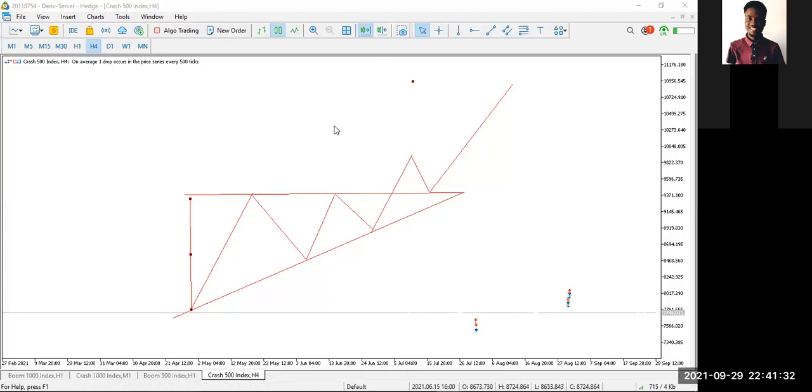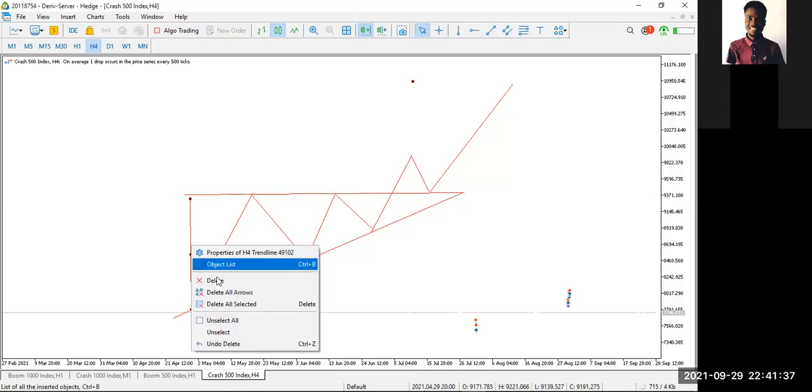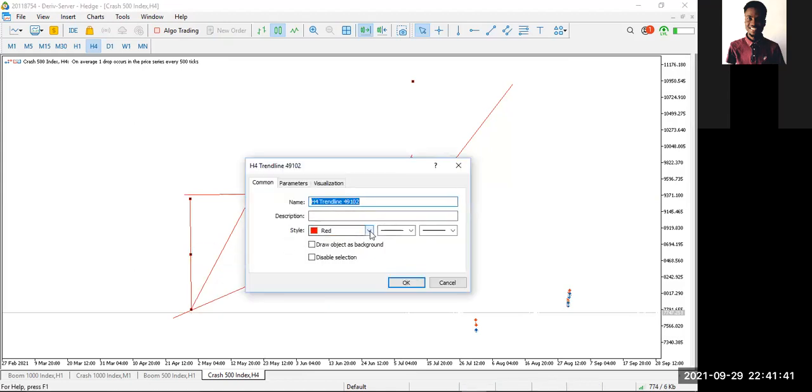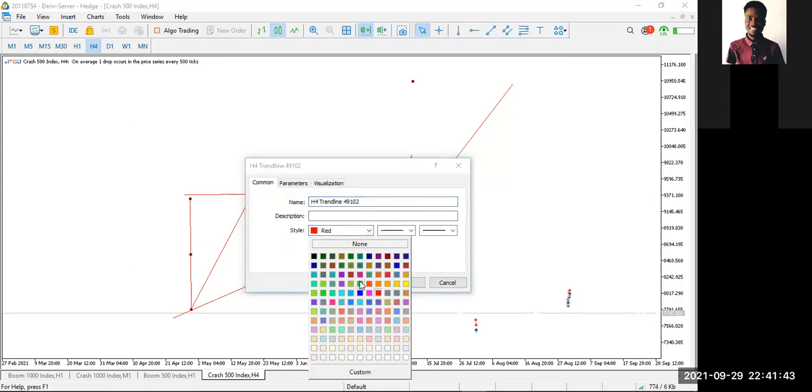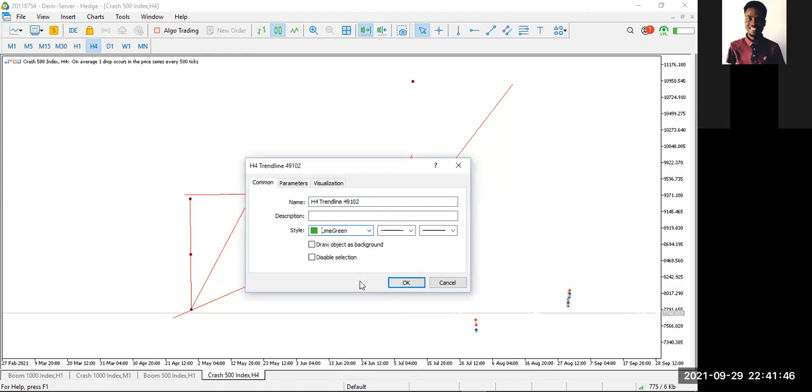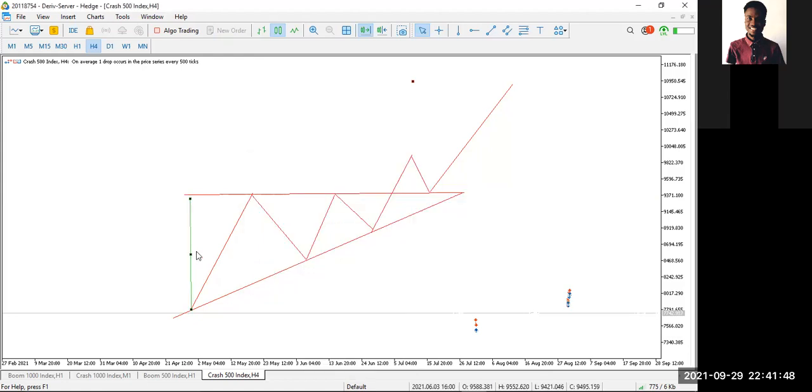I hope you can still see my screen. So the highest horizontal level here should symbolize your take profits. I'll be changing this to green. So see what I'm talking about. So understand the line I'm talking about. Okay. This green line now should be your take profit.